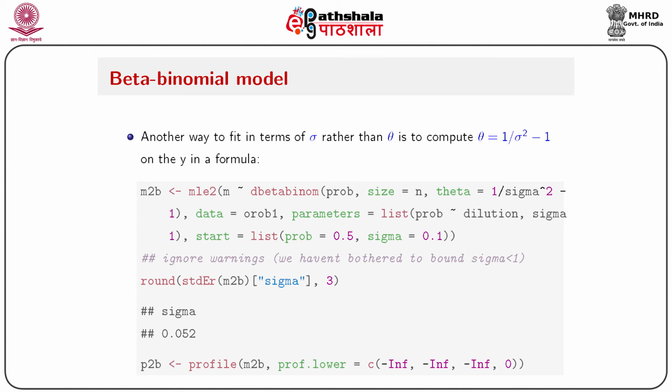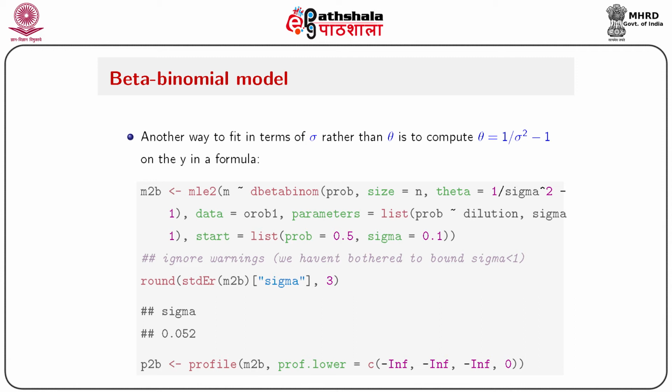Another way to fit the term sigma rather than theta is to compute theta equals 1 by sigma squared minus 1 on the fly in a formula. Say M2b equals mle2(M tilde dbetabinom(prob, size equals n, theta equals 1 by sigma squared minus 1), data equals ORO B1, parameters equals list(prob tilde dilution, sigma tilde 1), and then start equals list(prob equals 0.5, sigma equals 0.1).